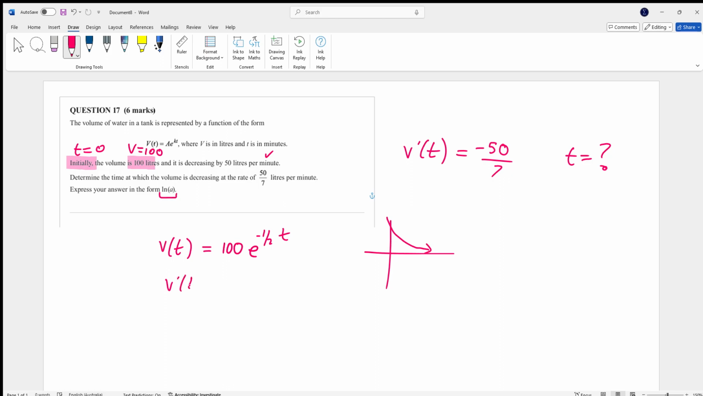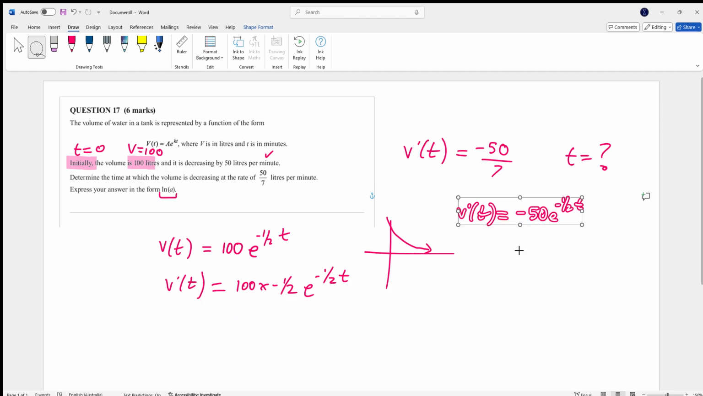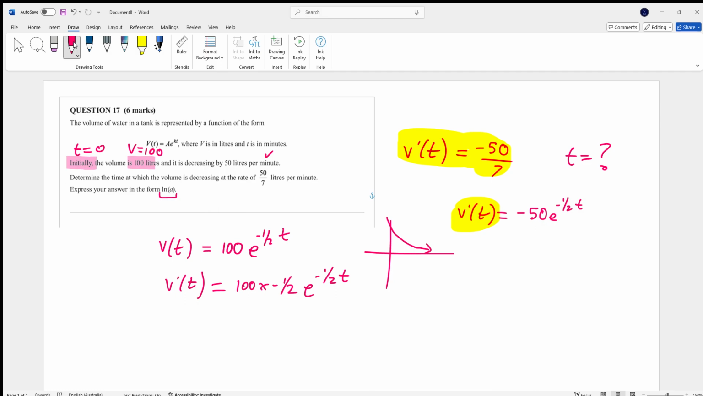So v dash of t, bring the negative a half down the front, so you have 100 times by negative a half, e negative a half t. Negative a half times 100 is negative 50, so negative 50 e negative a half t, v dash of t. Now, once we've gotten that expression, we can now substitute this information in so far. So we have to replace this guy right there. So we get negative 50 over 7 equals negative 50 e negative a half t.